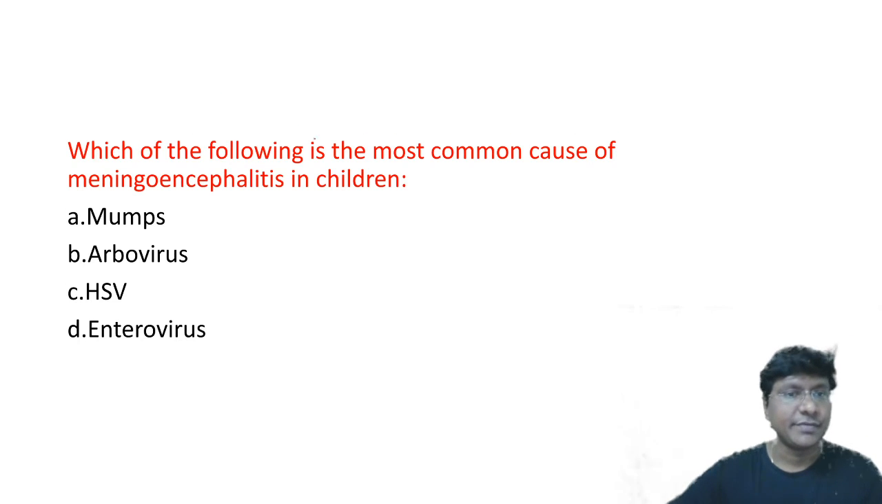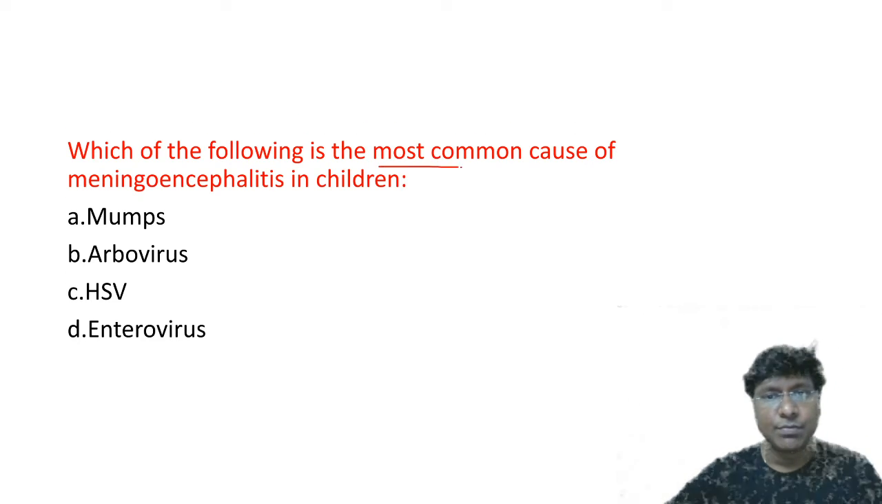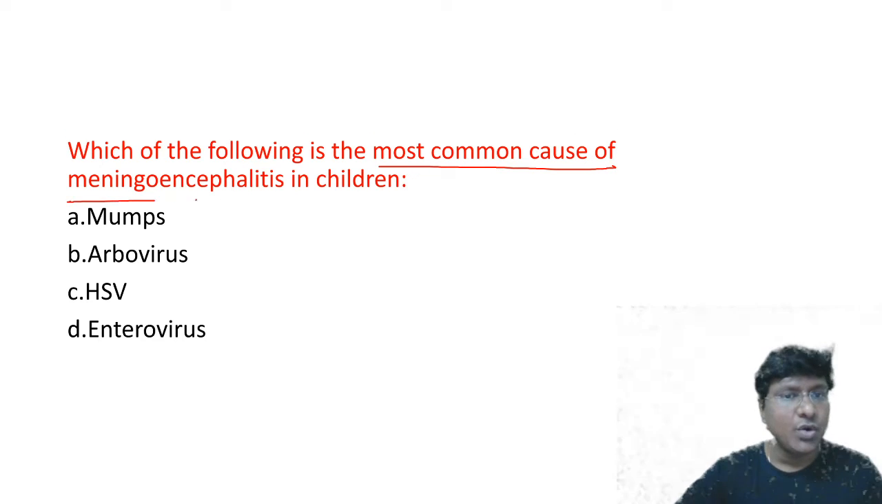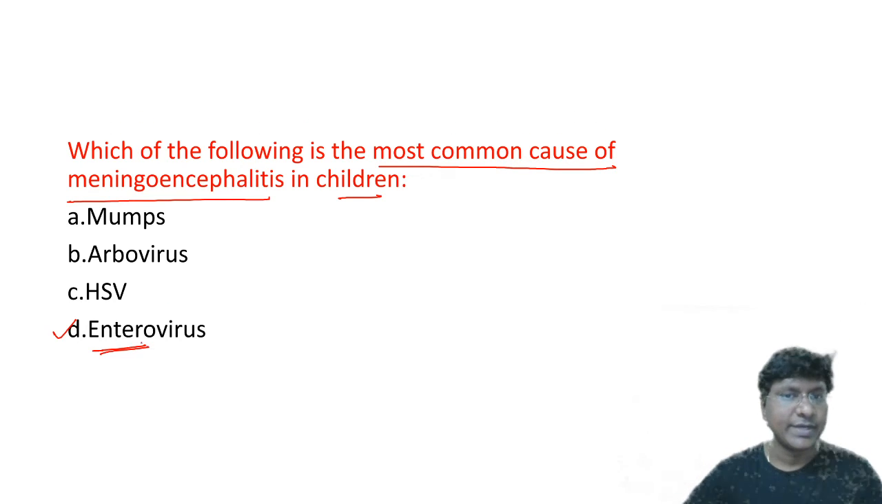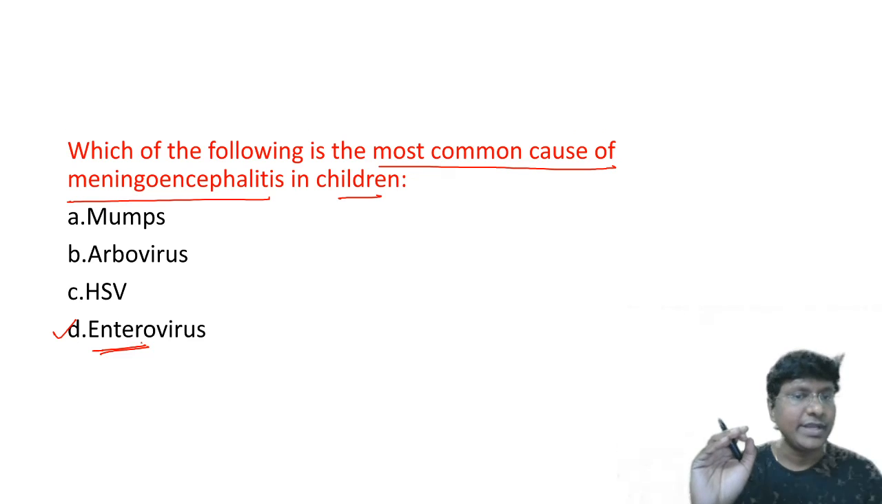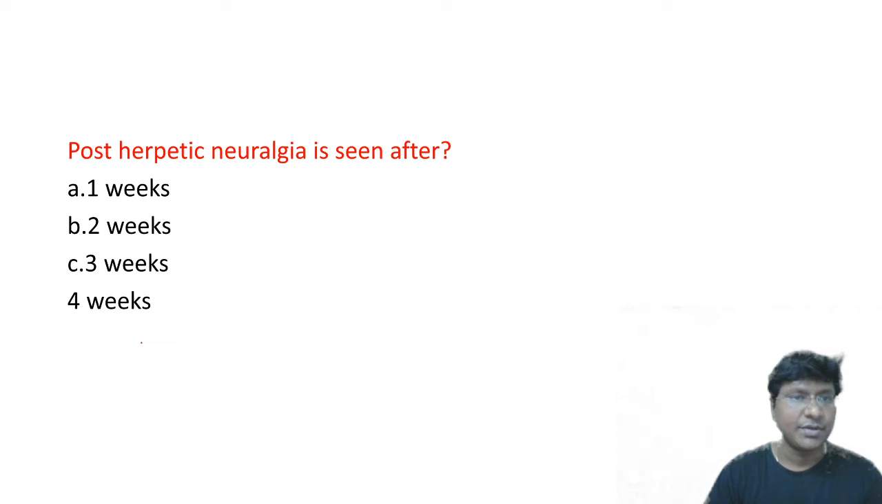Yes, this is another important question. Which of the following is the most common cause of meningoencephalitis in children? Mumps, arbovirus, herpes simplex virus, enterovirus. Very good, excellent. So everyone is answering this correctly. The answer is enterovirus. The most common cause of meningoencephalitis in children is enterovirus. So this is a very important question that you need to remember.